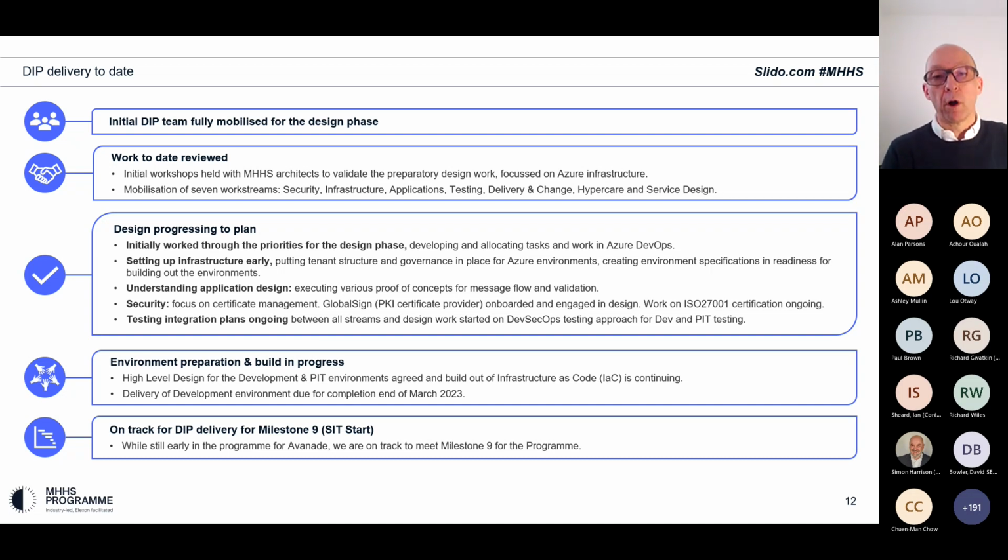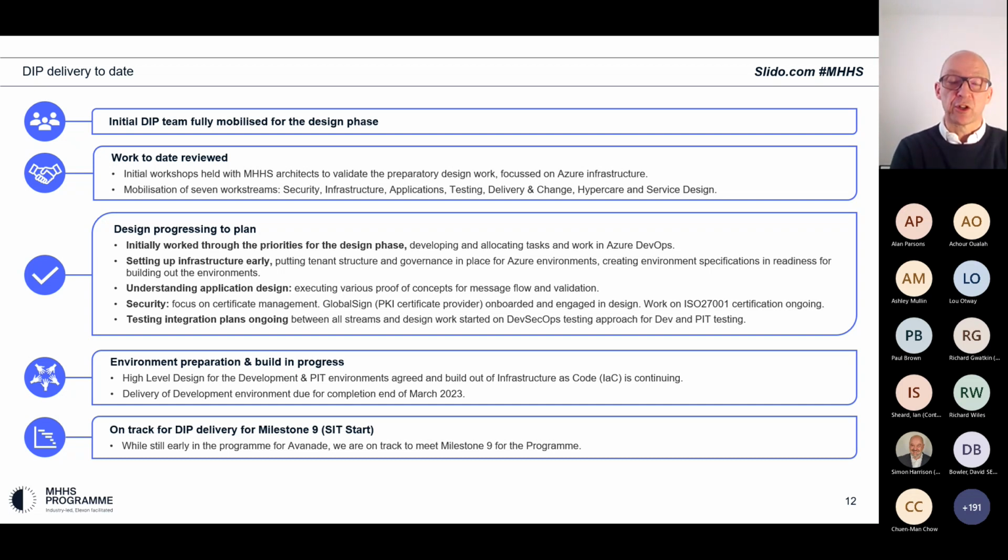Alan, again, quite rightly focused on the Global Sign setup and on ISO certification for the solution. And then Atch has also, as he mentioned, been focused on setting up the testing work stream and looking at dev and PIT in terms of the DIP initially.